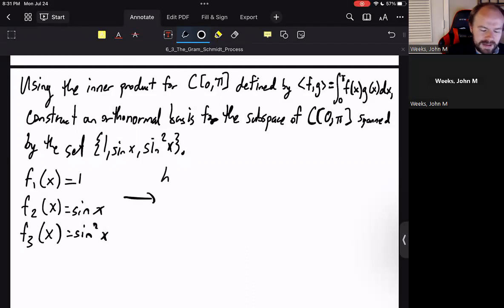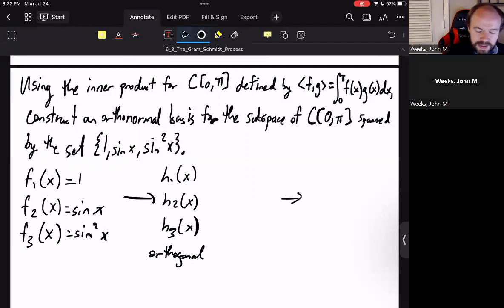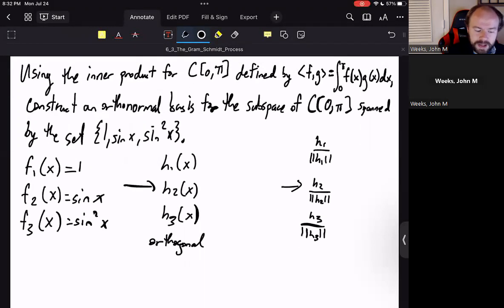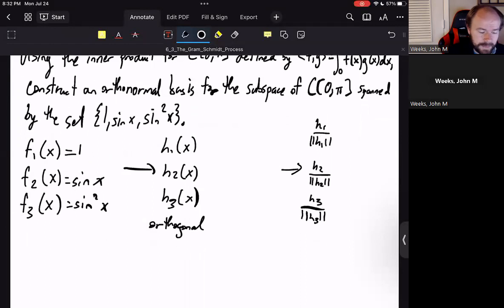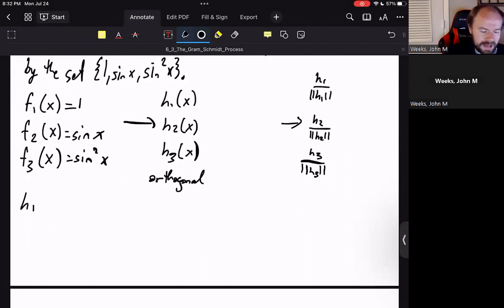And let's write them to be h1 of x, h2 of x, h3 of x, such that these functions are orthogonal. And then once we're done with that, we're going to be taking each of these functions, h1, h2, and h3, and in order to make them orthonormal, we're going to be dividing them by their norms. We're going to be dividing by the h1 norm, the h2 norm, and the h3 norm. So why don't we check that out here and see how this Gram-Schmidt orthogonalization is going to be working with this set, okay? So first things first, h1 is going to be equal to f1.